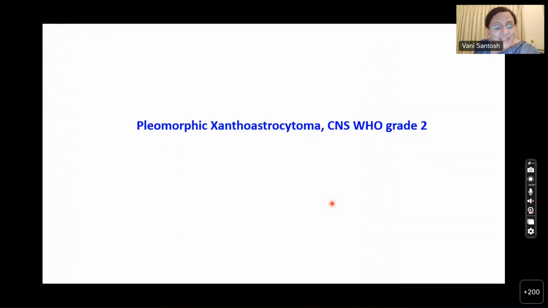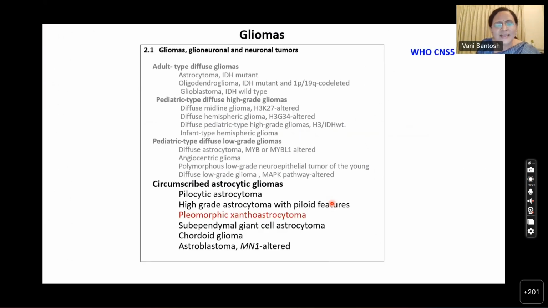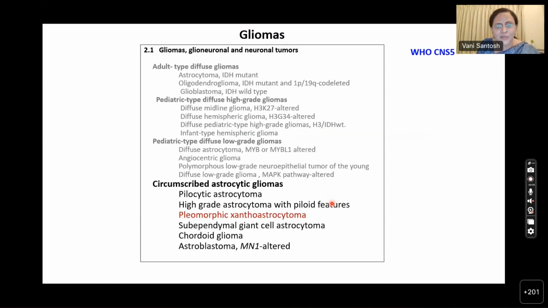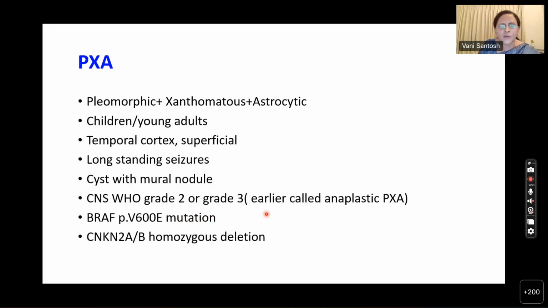I've already given a CNS WHO grade. Why did I give a CNS WHO grade? Because the essential diagnostic criteria do not require molecular markers for this particular tumor. So pleomorphic xanthoastrocytoma, as Dr. Rakesh and Dr. Kajri had already made the diagnosis, and they're absolutely correct. It's a circumscribed astrocytic glioma. We have 6 tumor types in this group of circumscribed astrocytic glioma. Most of them occur in the pediatric age group, but some of them occur in young adults also. And one of them is pleomorphic xanthoastrocytoma.